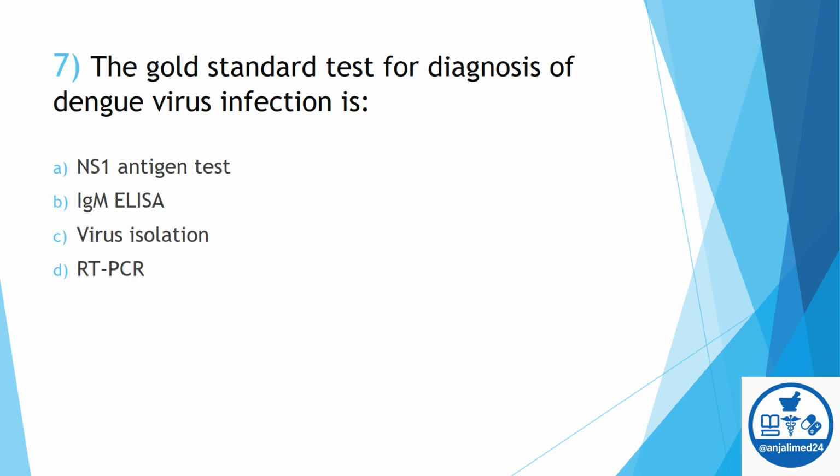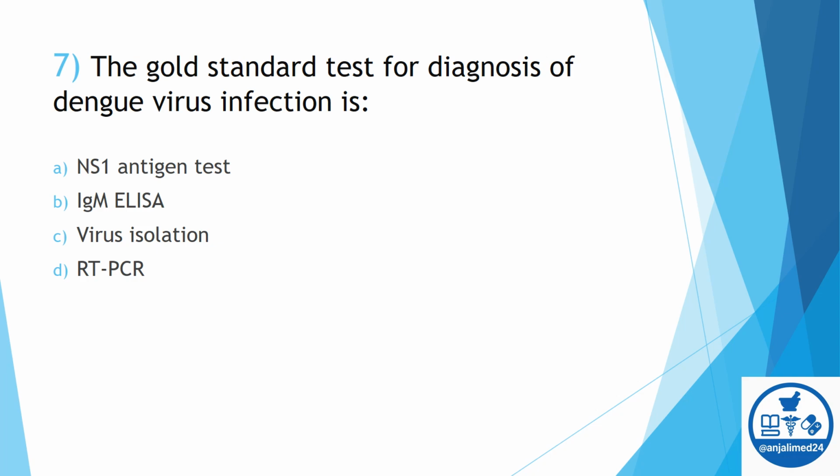The gold standard test for diagnosis of dengue virus infection is A. NS1 antigen test, B. IgM ELISA, C. Virus isolation, D. RT-PCR. So the correct answer is RT-PCR. The gold standard test for detecting dengue is RT-PCR, which identifies the virus's RNA in the early stage of infection. However, in real-life clinical practice, the NS1 antigen test is used more frequently because it's simple, fast, and effective.